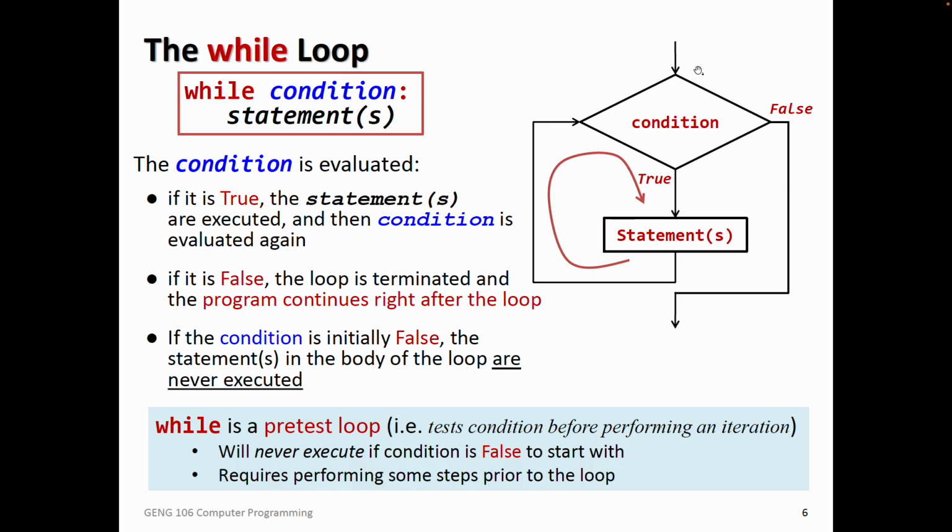In a while loop, the program first checks the condition. Is it true? Yes. If it is true, then run the statements. And then check again. Is it still true? Yes. Then run it again, and check again. Is it still true? Yes. Then check again, until it is not true. When we reach the point where it is false, then we will skip it.